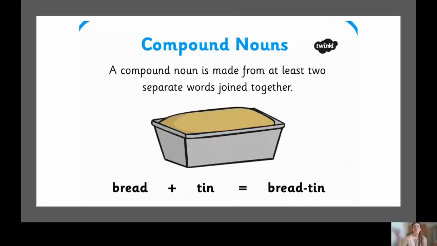But let's take a look at what compound nouns are. A compound noun is made from at least two separate words joined together. For example, bread and the word tin will make breadtin. Now, let's take a look at the following exercise slide.